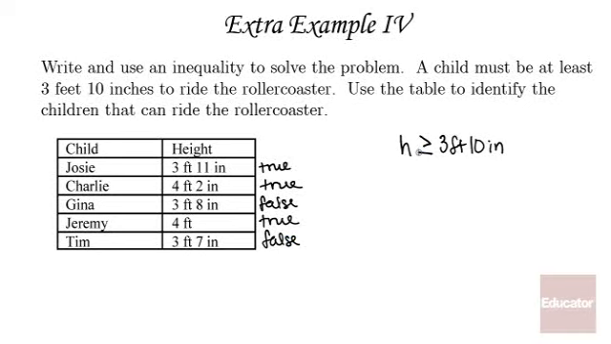So the height, at the very least, at the minimum, at the lowest point, had to be 3 feet 10 inches. But then it could be anything above. So this is saying that H, the height, has to be greater than or at least equal to it. So use the table to identify the children. The children are Josie, Charlie, and Jeremy. These 3 children can ride the roller coaster.